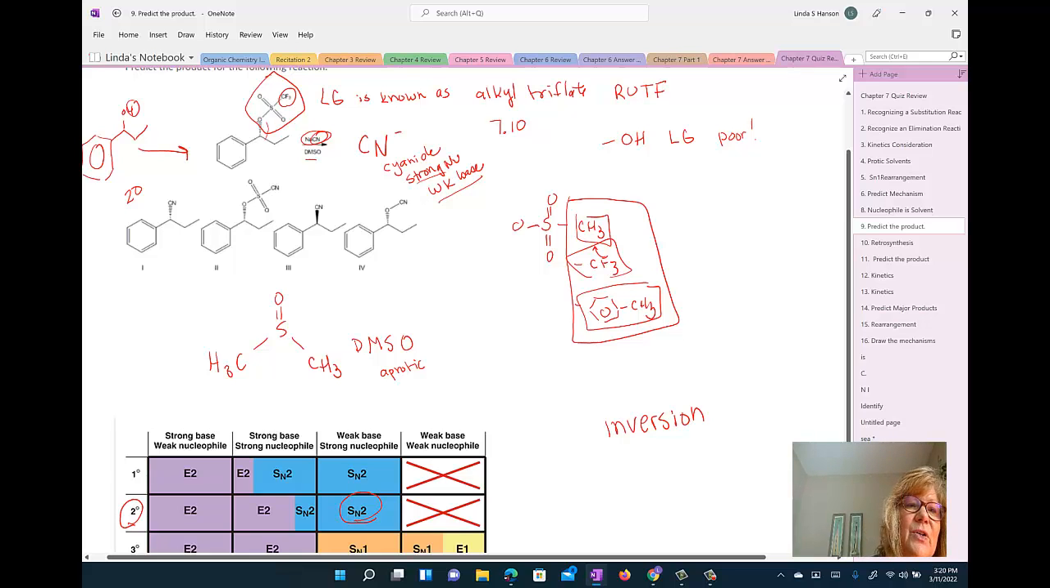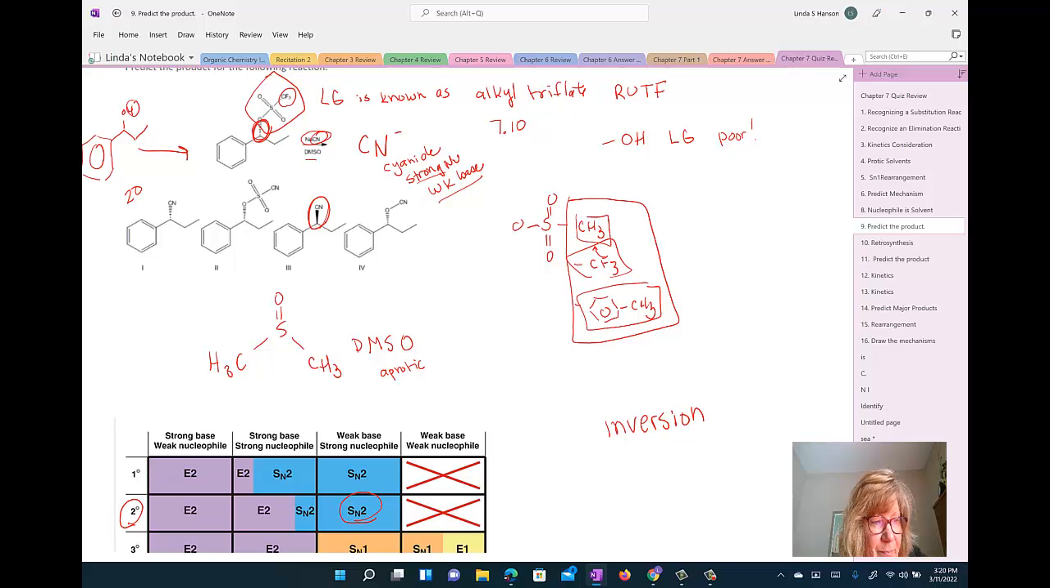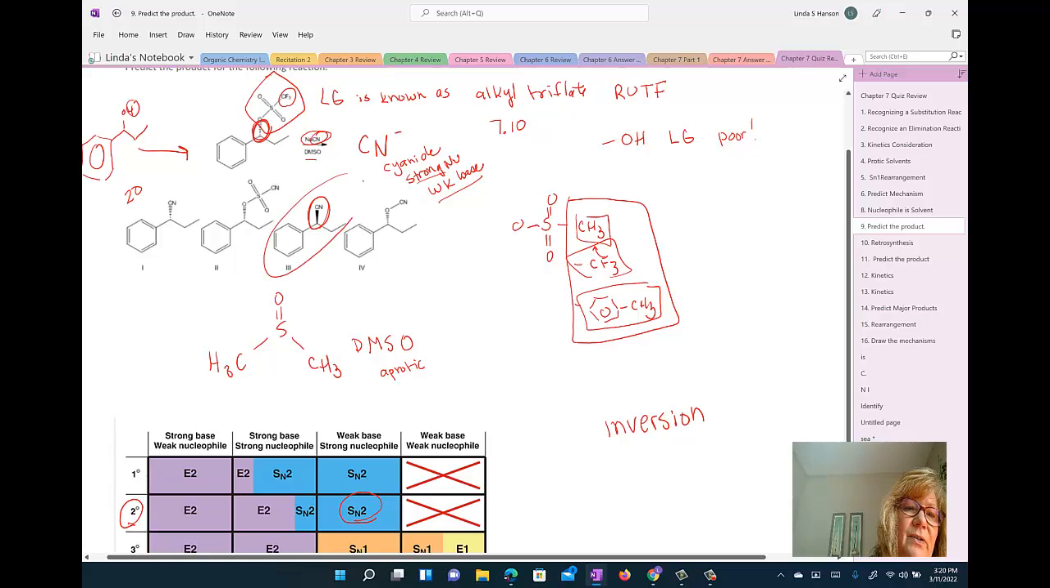So this original molecule was the dash. The nucleophile substitutes on in the wedge position. So expect an SN2 mechanism. Again, CN negative is a strong nucleophile, weak base. So that's favoring SN2. Recognize substitution with inversion, and therefore structure 3 is our choice.